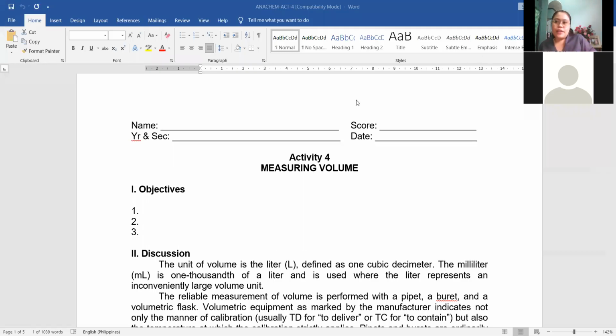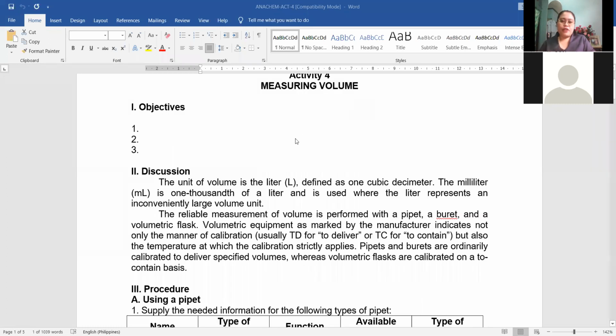Okay, so let's have activity number 4. This is entitled Measuring Volume. Okay, we are done with measuring mass, and we are done with filtration also. So we are now measuring volume. Class, take note that the unit for our volume is the liter.